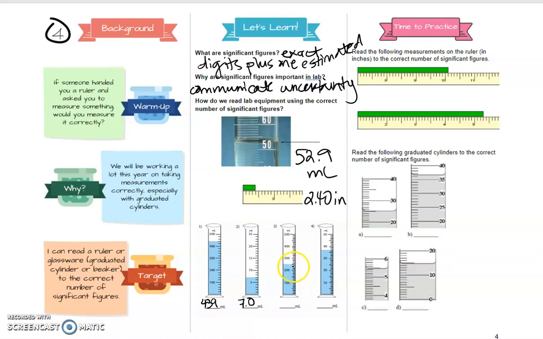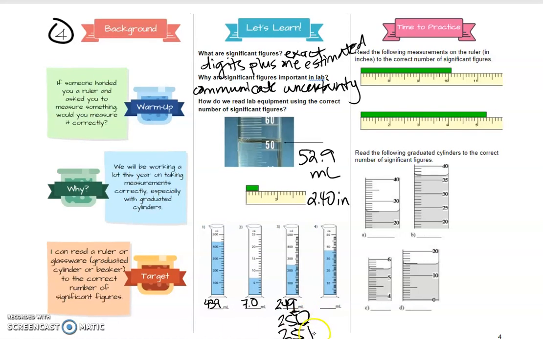I'm going to argue that that meniscus looks slightly below the 250 line to me. Okay? So I'm going to say 249. If you think it's 250, great. If you think it's 251, that's fine too. But you need to give me to this number right here. Okay? The ones place because it's one place past where it's marked.